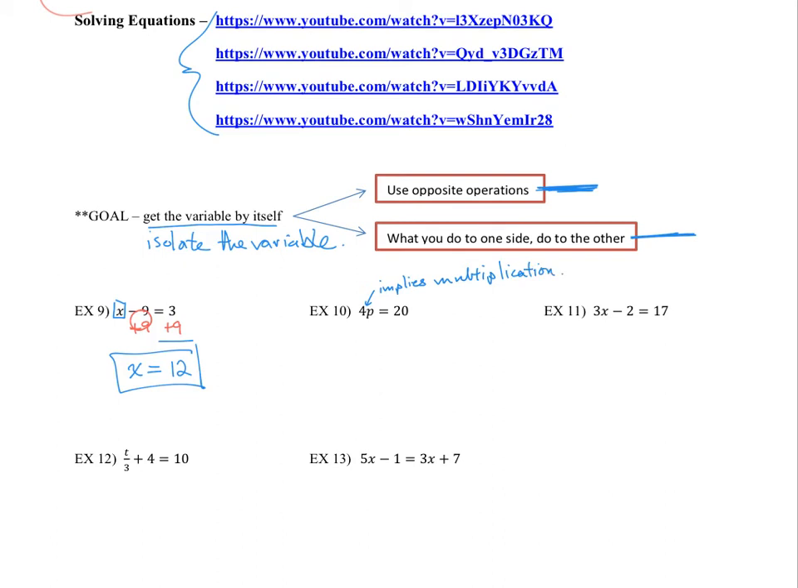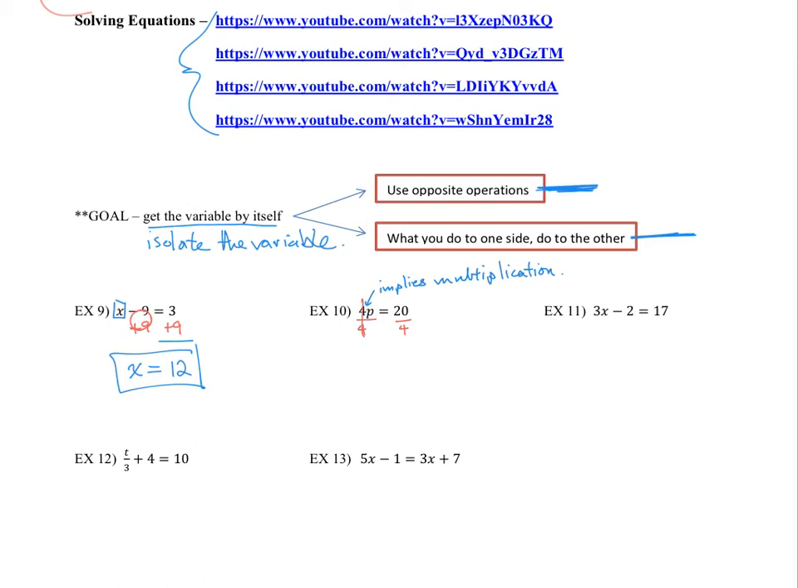And the opposite of multiplying is dividing. So in order to get rid of this 4 that's being multiplied to the p, we would have to divide by 4. But we have to do it to the other side as well. That way, we keep the equation balanced.